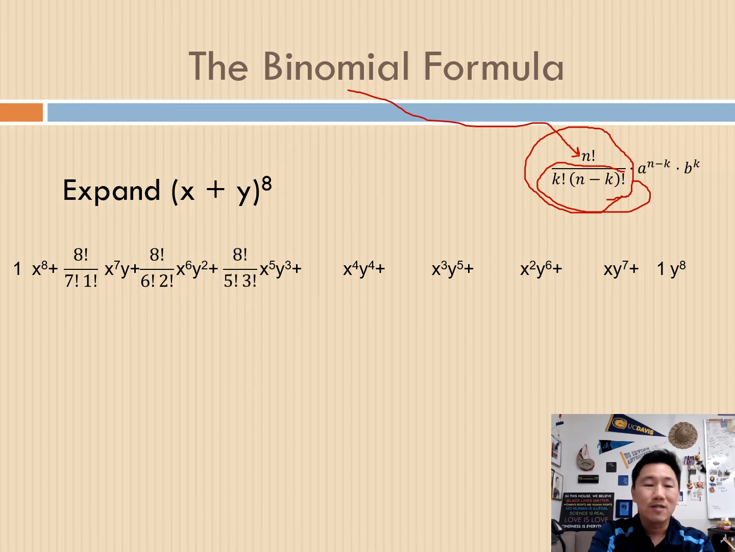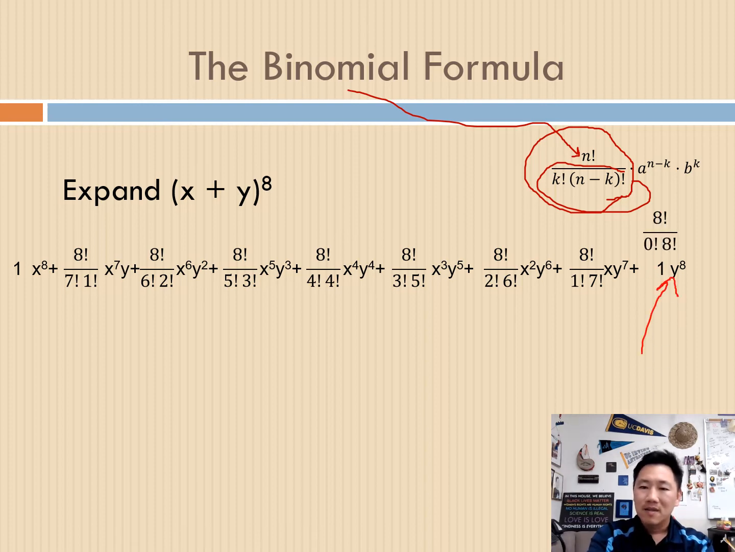8 factorial over 5 factorial 3 factorial. Next one is 8 factorial over 4 factorial 4 factorial. And then so on, and then so on. And even if you wanted to try to figure out how they got this 1, you can do that too. It's 8 factorial over 0 factorial because there's no x term, and then 8 factorial again.